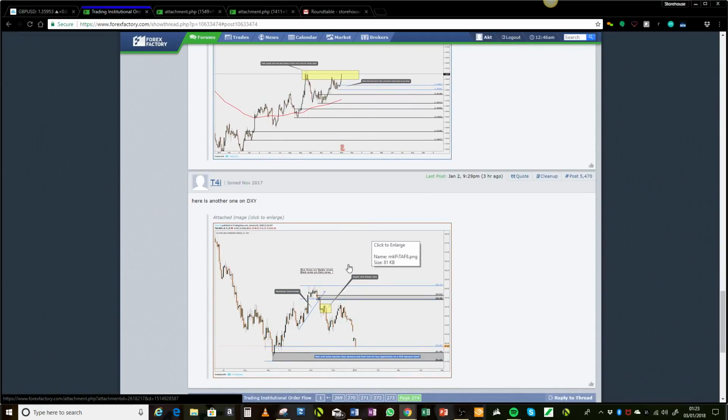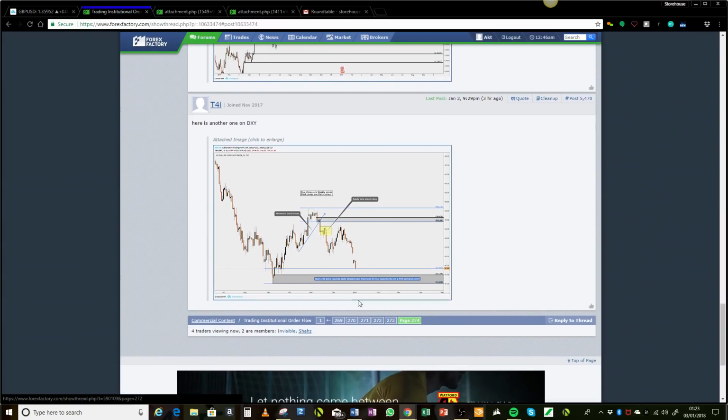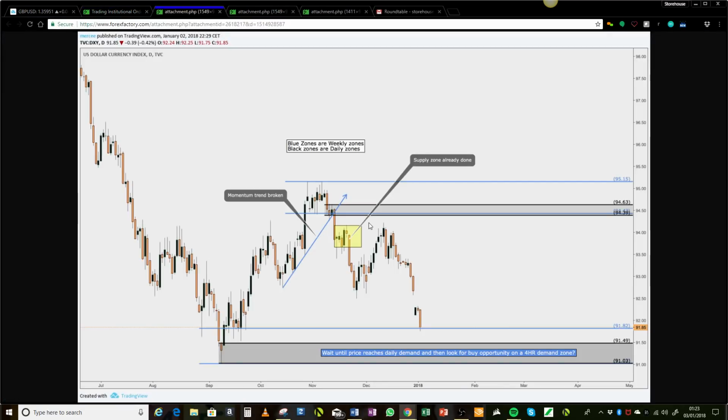And then the dollar, which I've been doing a lot of work in. I think I posted a dollar chart earlier, or at the end of last year, like around Christmas time, with some of my thoughts on the dollar, the big picture. So on the dollar, we have a supply zone already. Yeah, it's this level. Pretty much worked.